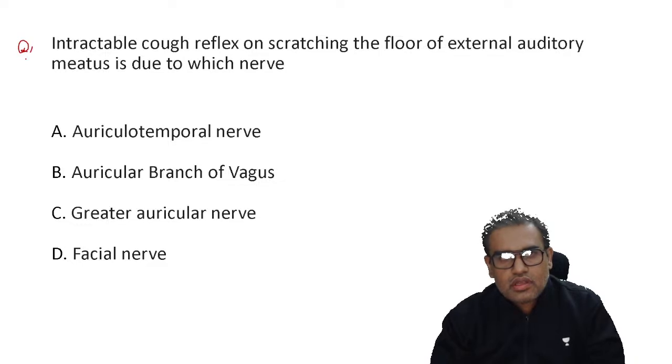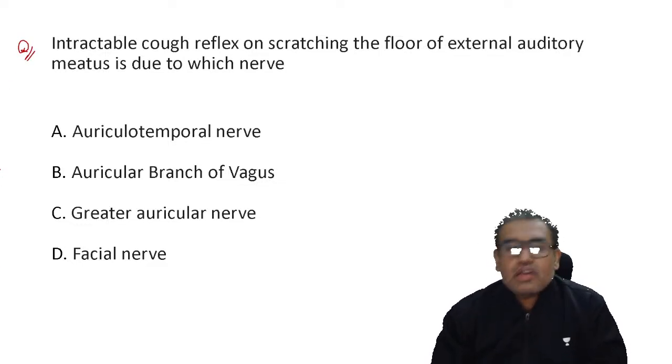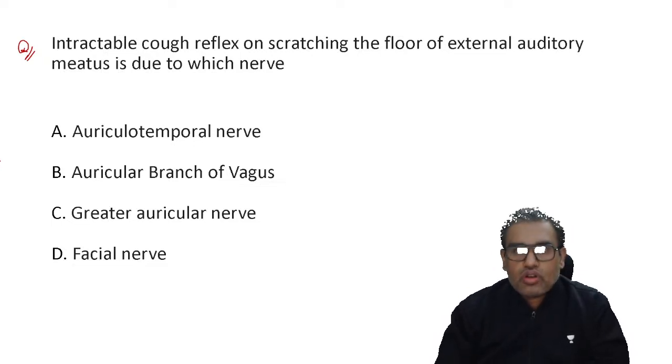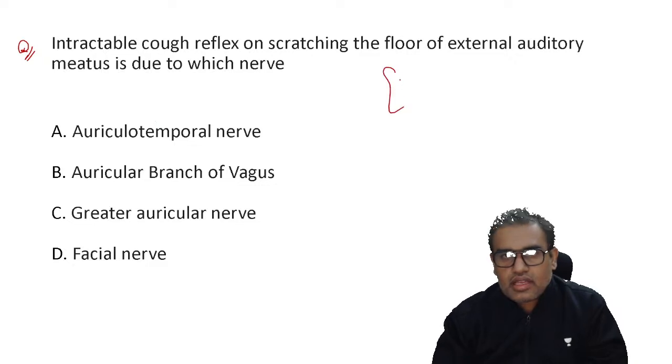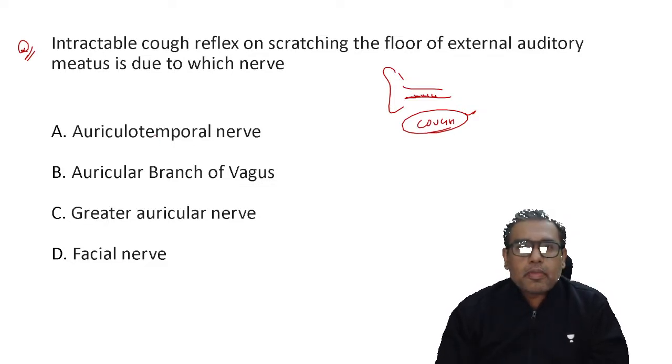That is also quite asked nowadays. The intractable cough reflex on scratching the floor of the external auditory meatus is due to which nerve? This is the external auditory meatus, and if you scratch the floor here, a cough reflex appears. You start to cough. How did that happen? Which nerve is responsible? Someone is going with option B, auricular branch of vagus.